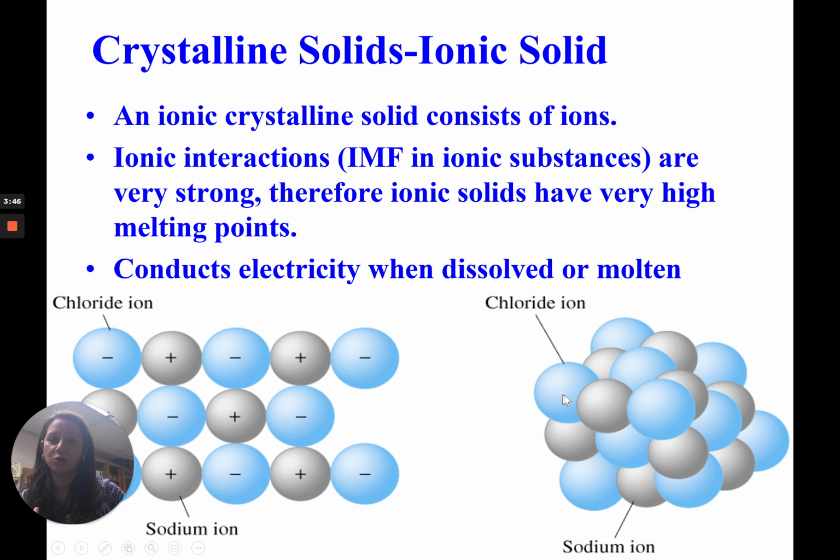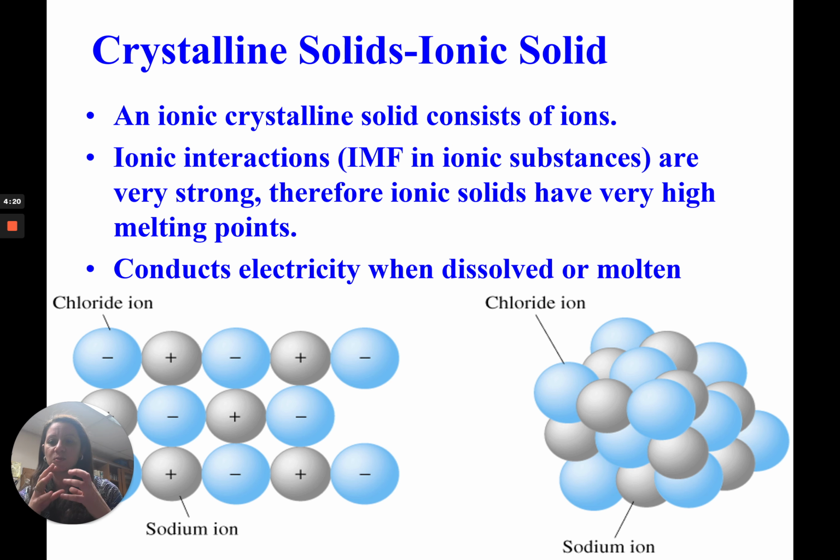So the attraction between the negative chloride ion and the positive sodium ion, because there's full positives and full negatives, they attract each other. So the intermolecular forces between them are ionic interactions. Those are very, very strong because, again, you have full positives and full negatives. And so that causes these ionic substances to have very high melting points. We know that all ionic substances are solid at room temperature, and to get them to melt, you need a very high temperature. Also, ionic substances conduct when they are dissolved or molten.